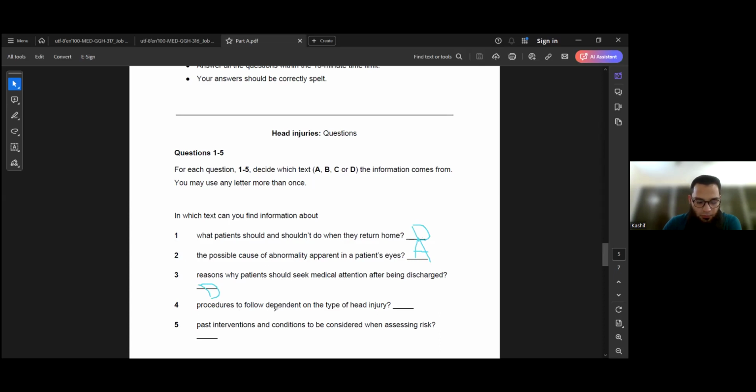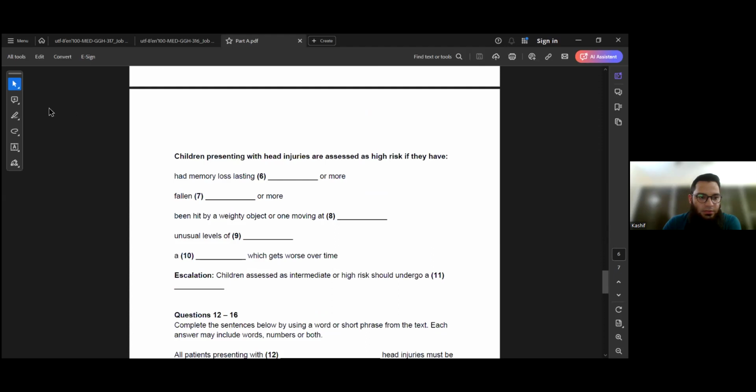Now, procedures to follow dependent on the type of injury. What is the procedure dependent on the type of injury? It is B, which gives a visual chart, open head injury versus closed head injury. Okay, and the fifth one is past interventions and conditions to be considered when assessing risk. It is given in text C. Okay, now what are the next questions?